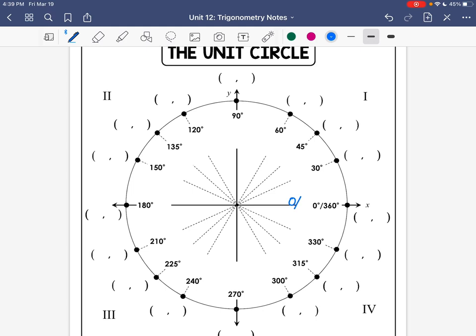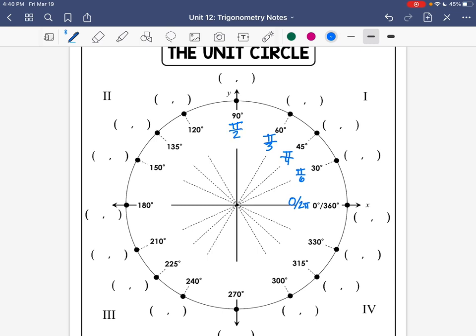But then for 360, the radian is 2 pi. And then we've already talked about these first several. So 30 is pi over 6. 45 is pi over 4. And think about that's like half of the fourth, I guess is what you could say about this whole circle. And then pi over 3 is 60, and then 90 is pi over 2.